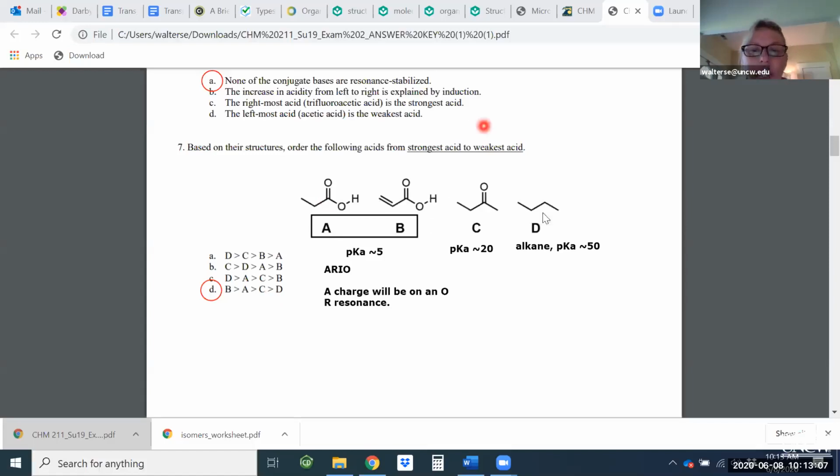No. So in here, not all protons are equally acidic. Hang on a second.